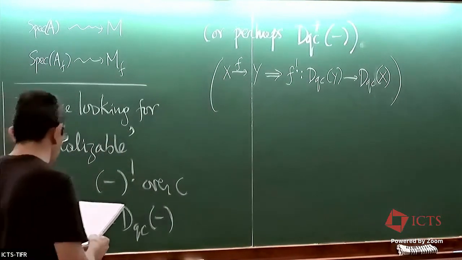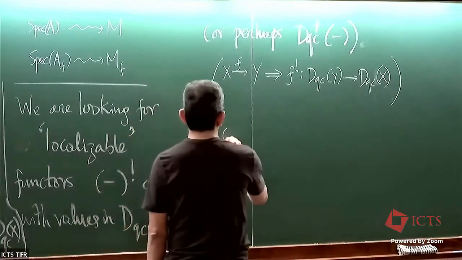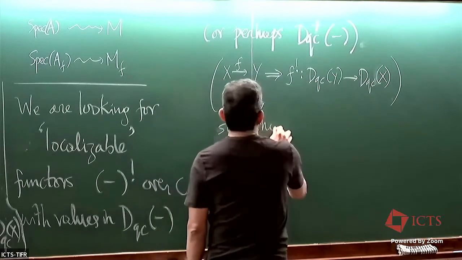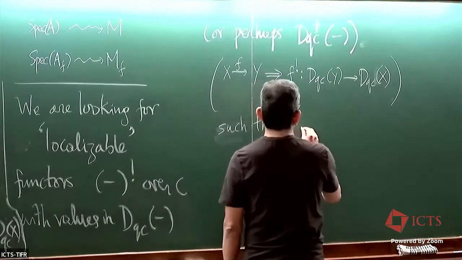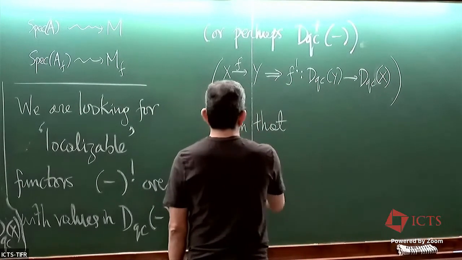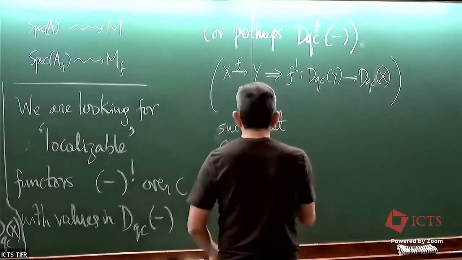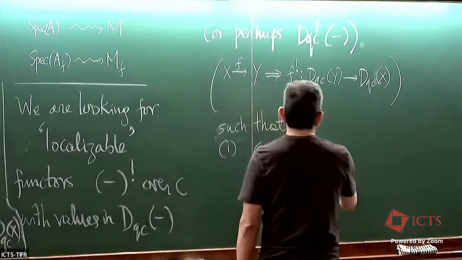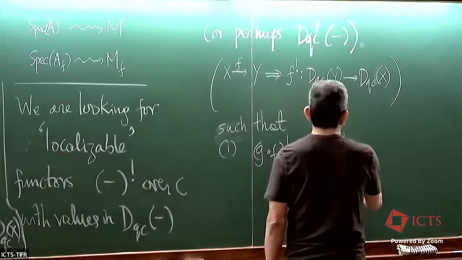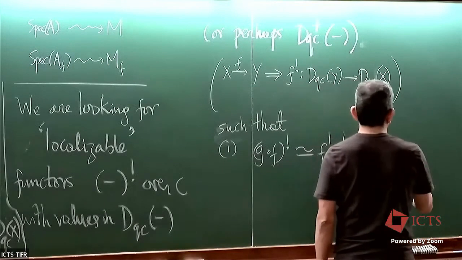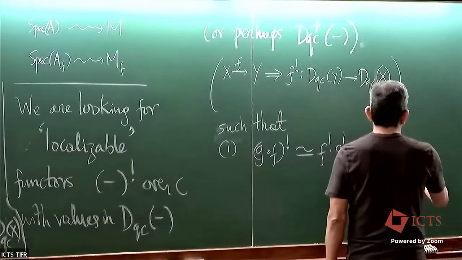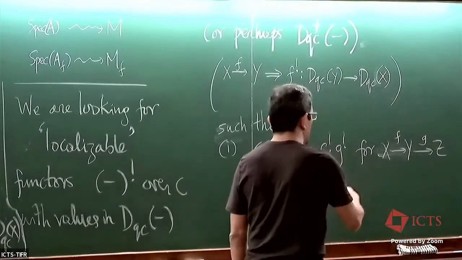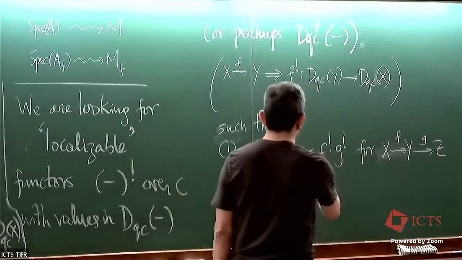So I'll very briefly mention what that is. But before that, I want some interesting, useful properties to hold. Number one is that G composed with F shriek is naturally isomorphic to F shriek G shriek, for X to Y to Z. If I have maps like this, then under compositions, this should behave well.